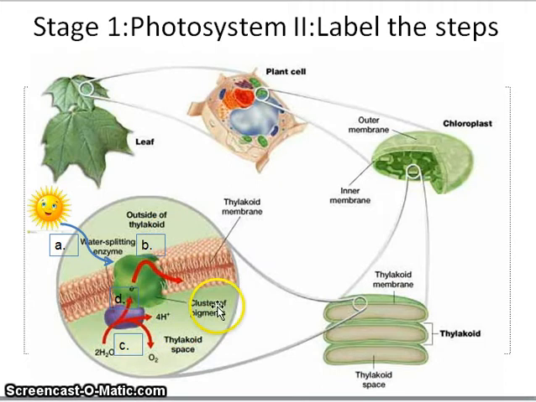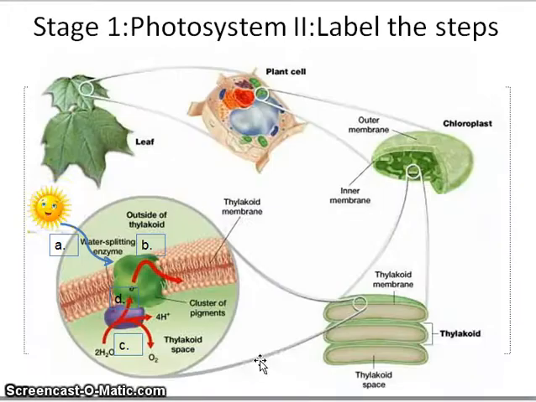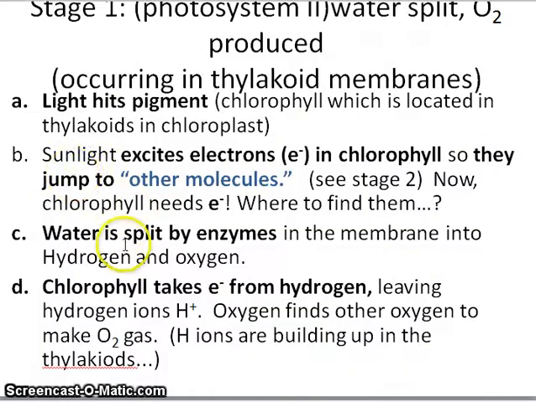So, back to the notes. Light hits the pigment first. Now the pigment is chlorophyll. It's located in those thylakoids, in those membranes. So we're going to label A and go ahead and draw a sunshine right here and a little arrow to the sunlight hitting this big chlorophyll pigment. Okay? You can label this chlorophyll also. That would be a smart thing to do. So that's A, light hits the pigment.